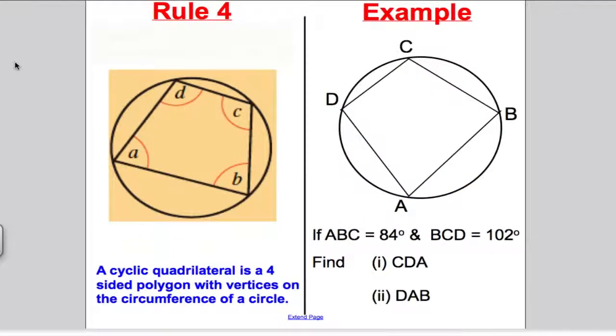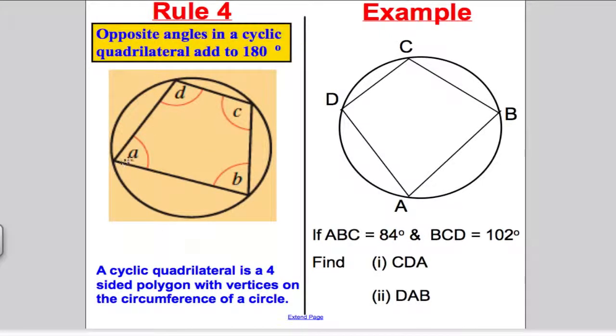Okay, let's move on to rule 4. There's a picture for rule 4, and what rule 4 says is opposite angles in a cyclic quadrilateral add to 180. So opposite angles, the A and the C, add to 180, and the D and the B add to 180. And that's written there. Now, what does a cyclic quadrilateral mean? A quadrilateral has 4 sides, and a cyclic quadrilateral is one whose corners are on the circumference of a circle. So whenever you see a 4-sided shape whose edges are on the circumference of a circle, you know that the opposite angles must add to 180.